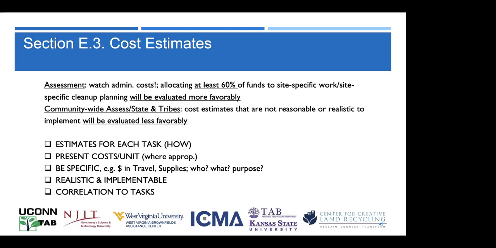Cost estimates. With assessments, please watch admin costs. EPA says allocating at least 60% of funds to site-specific work, site-specific cleanup planning, will be evaluated more favorably. Wink, wink, okay? Be really in tune when things are underlined and they say more favorably, right? Same thing with community-wide assessment, state and tribes. Cost estimates that are not reasonable or realistic to implement will be evaluated less favorably, right? Wink, wink. So make sure that when you're putting these down, at least for me, when I've written these, I don't think I've ever put anything down in personnel. That's not to say that grants haven't been awarded that do have personnel costs, okay? Just make sure that you have a strong justification of why you're putting personnel costs down, okay?